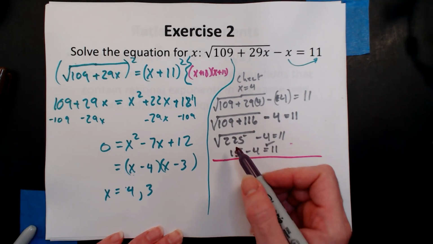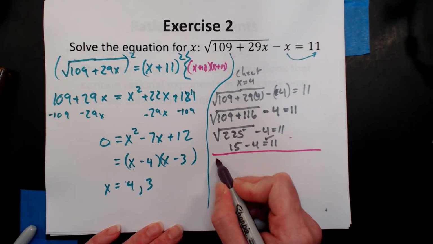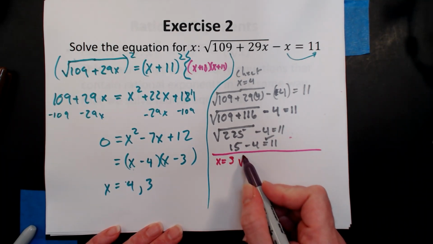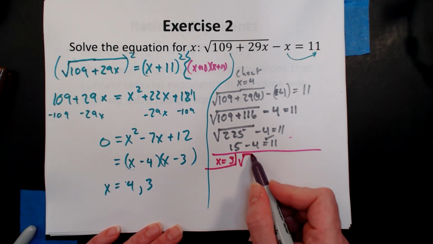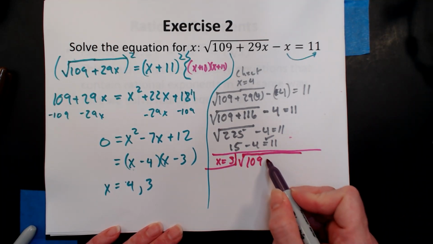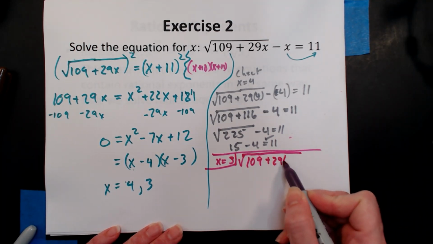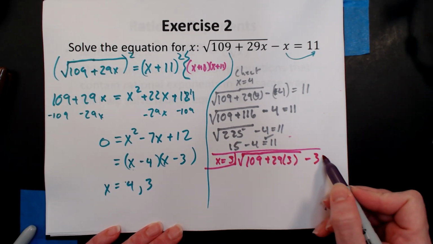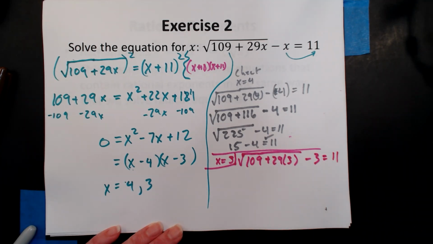See if we have enough room to do this here. X equals 3. And so it's going to give us the square root of 109 plus 29 times 3, minus 3 equals 11.